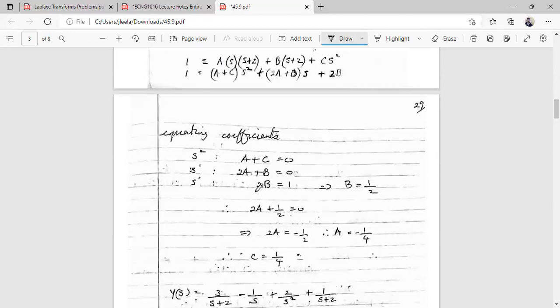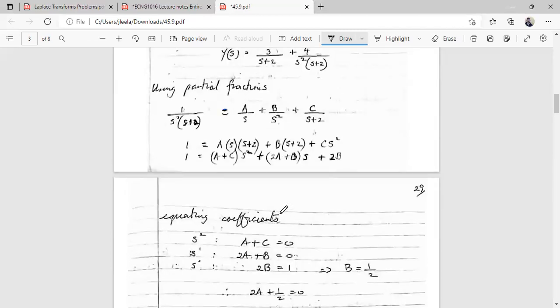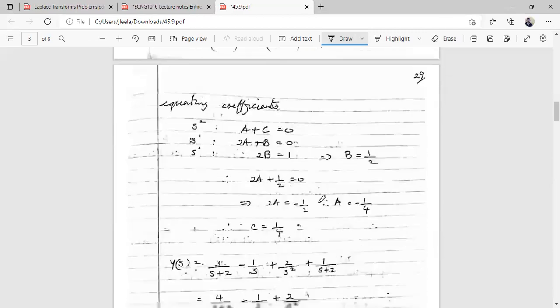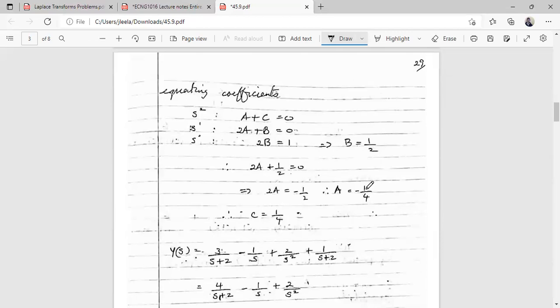So if I put a half into the second equation here, I'll get 2A is minus a half. So A is minus a quarter. And then I put that into the first equation, C will be a quarter. And I have to multiply each one by 4. So I multiply A by 4, so that will be minus 1. I multiply B by 4, so that will be 2. And I multiply C by 4, which is 1.